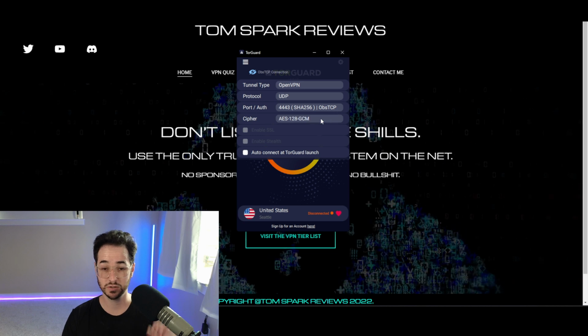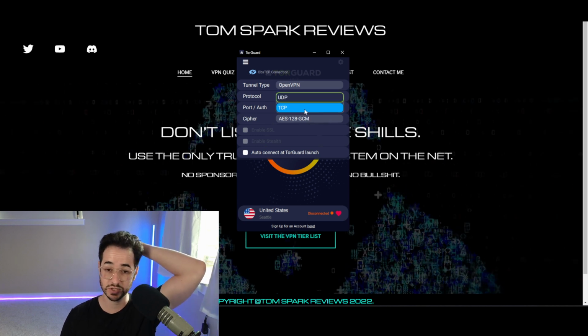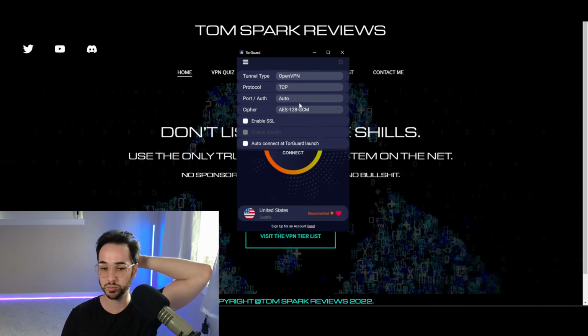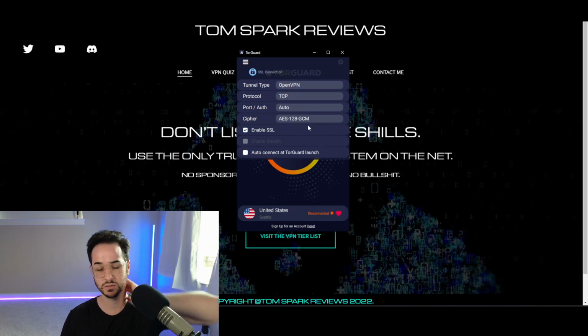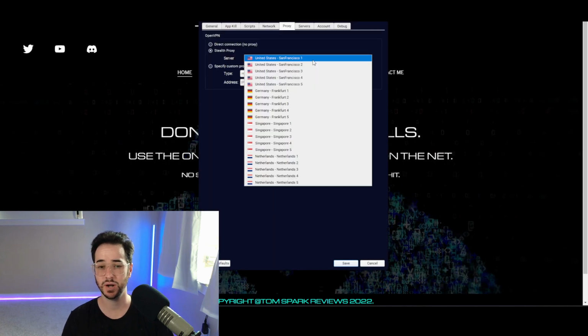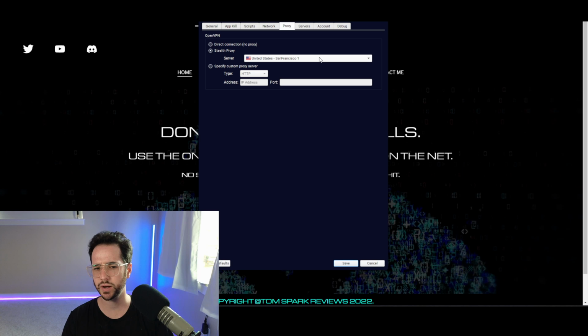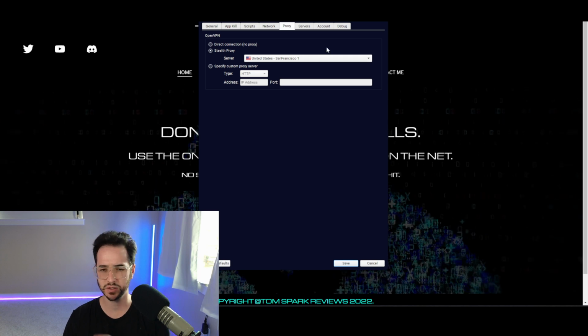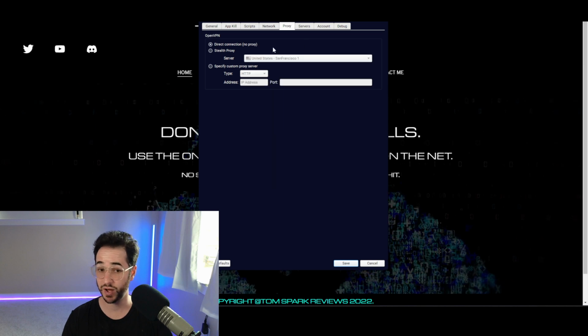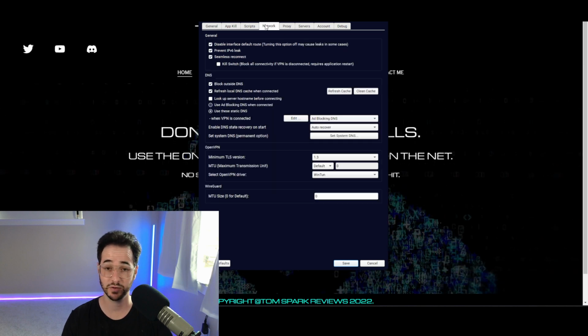The cipher is not really going to do much. That's just the strength of the encryption. You could even do stuff like TCP, and play with these different ports here, or enable SSL to provide further encryption. What you can try doing is the stealth proxy. This could theoretically work by obfuscating your VPN a little bit, but I'm not too sure it would have much effect. But you could try activating the stealth proxy on top of your VPN.